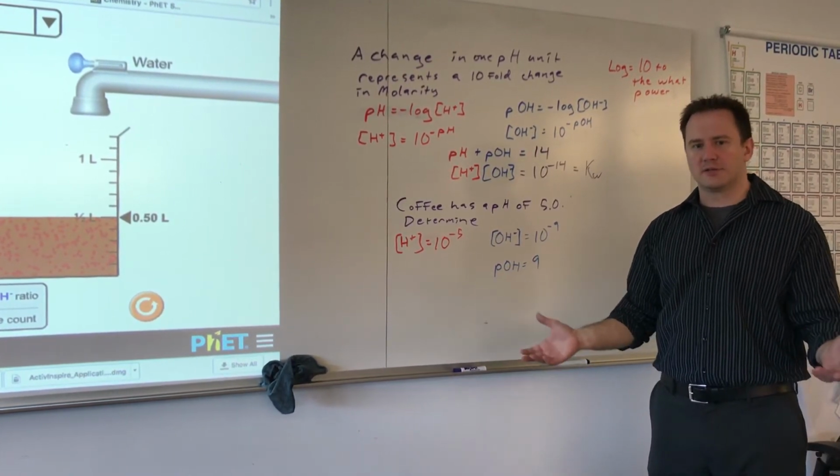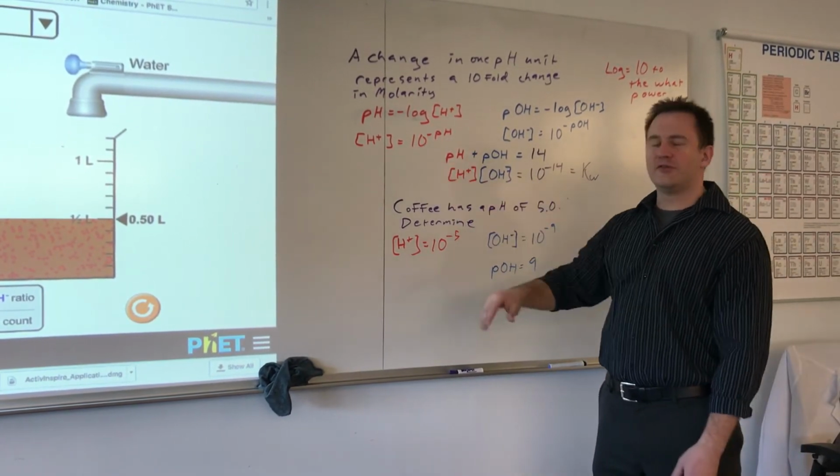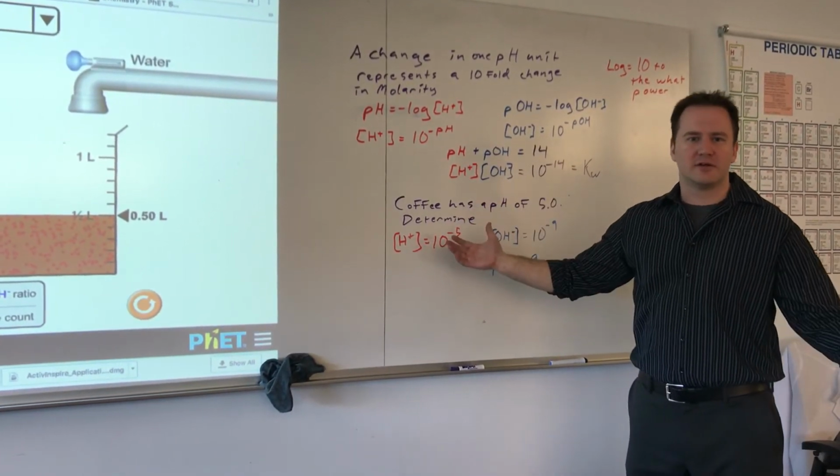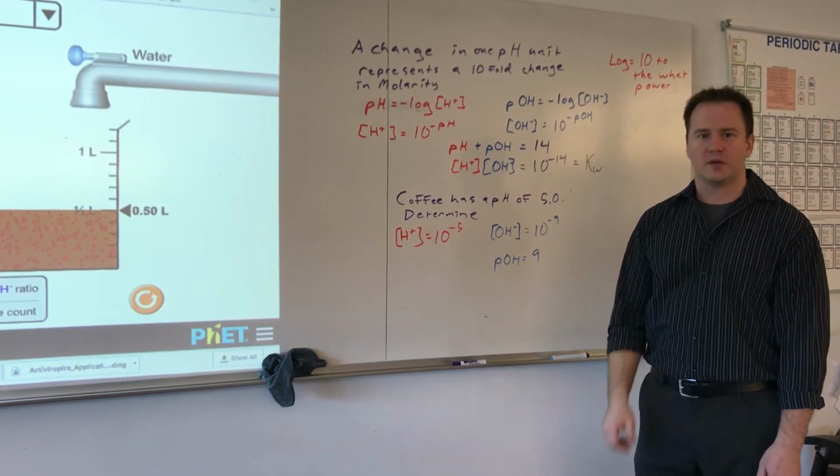Now, granted, we used integers here, which makes it nice and easy. We could just say 10 to the negative 5. If you have to plug in a different value, you just have to plug it into your calculator, and you'll get a not so clean number, but it all works just the same.